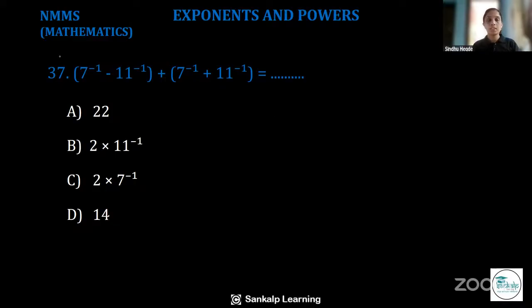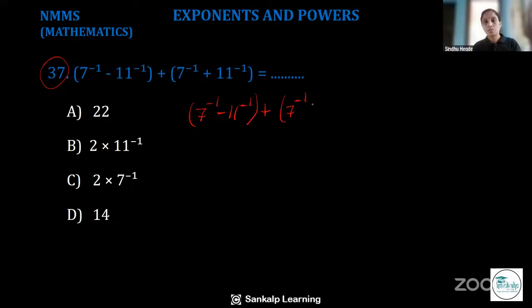Let us see question number 37 of the chapter Exponents and Powers. 7 raised to minus 1 minus 11 raised to minus 1 plus 7 raised to minus 1 plus 11 raised to minus 1 is equal to dash. Option A 22, option B 2 into 11 raised to minus 1, option C 2 into 7 raised to minus 1, option D 14.